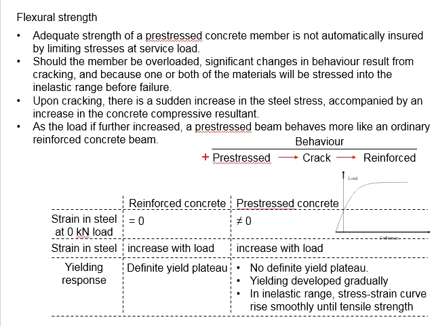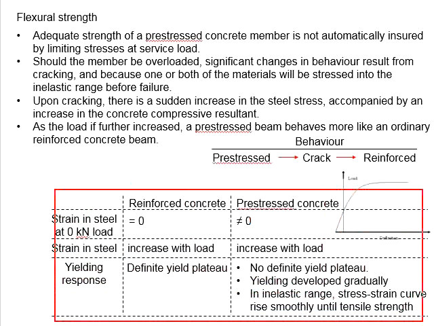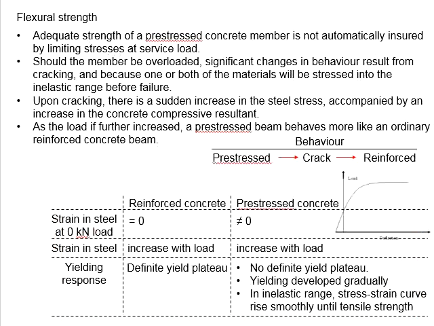In short, when a prestressed element is overloaded, cracks occur, and this will cause one or both of the concrete and steel materials to be stressed into inelastic regions before failure, and because of that, the prestressed concrete member behaves more like a reinforced concrete beam. This table compares the reinforced concrete and prestressed concrete members.